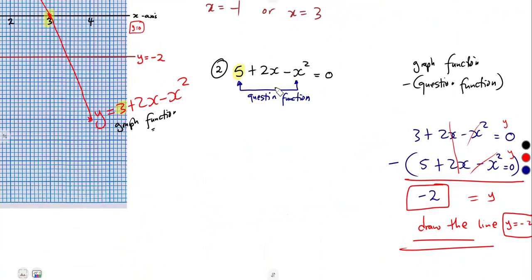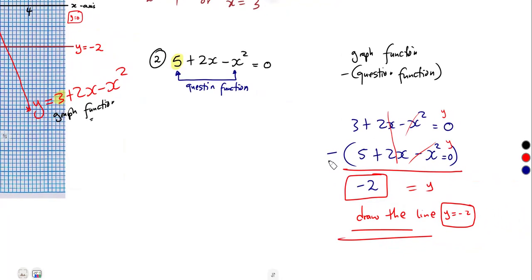The question that we are given is different from the graph, but the graph is already drawn. So you are not going to redraw another graph for this. No, you do not do that. You do not draw again. You subtract: the graph minus the question function.